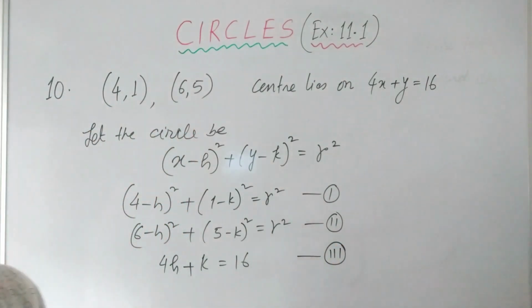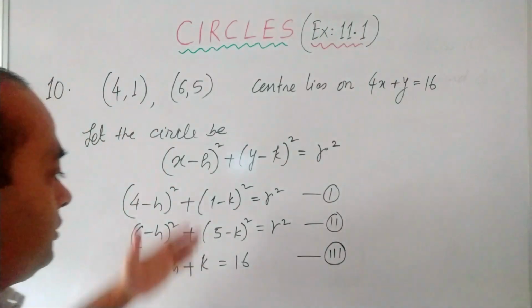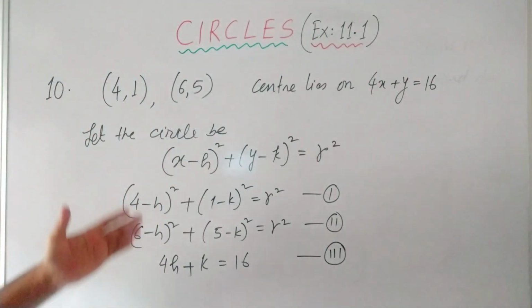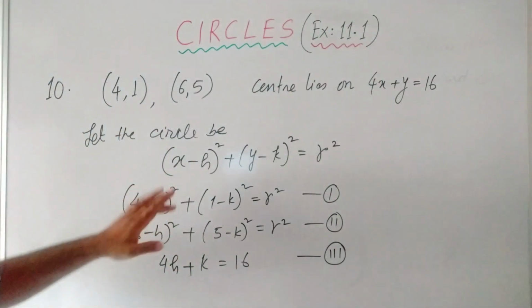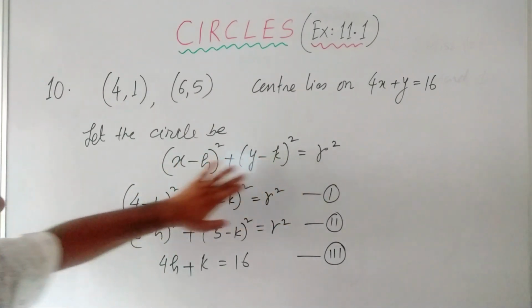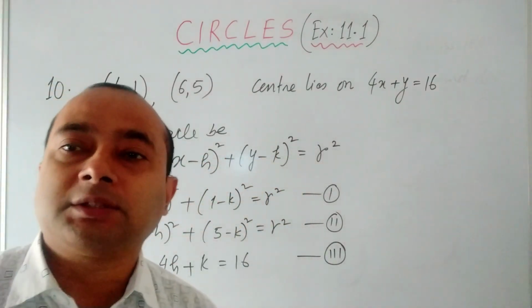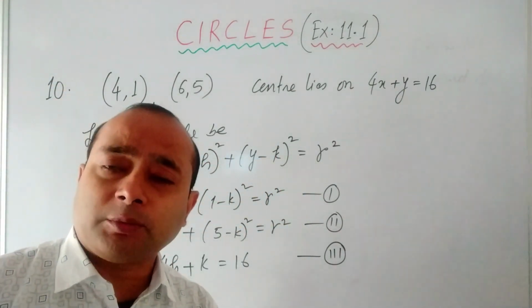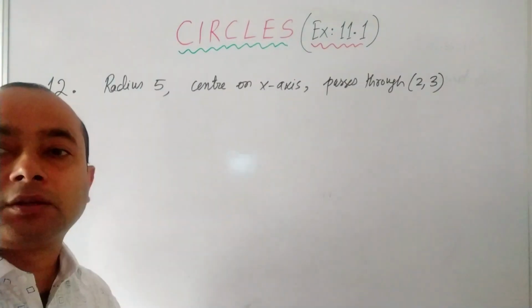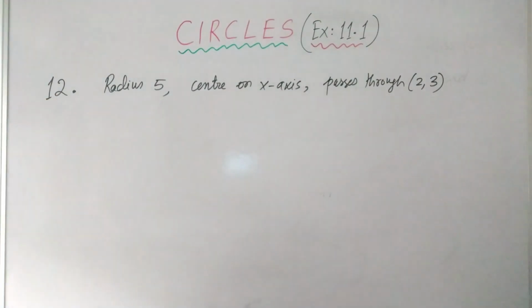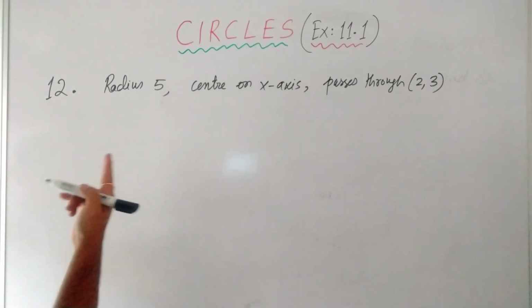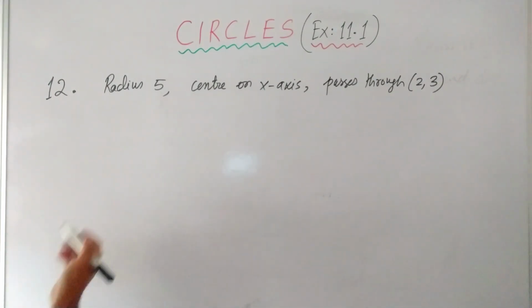And I am sure you can solve these 3 equations to find out the value of h, k and r, and put the value of h, k and r in this equation and get the answer. In the similar way you can do question number 11 also. Question number 12: we have radius 5, center on the x-axis, passes through the point (2, 3).